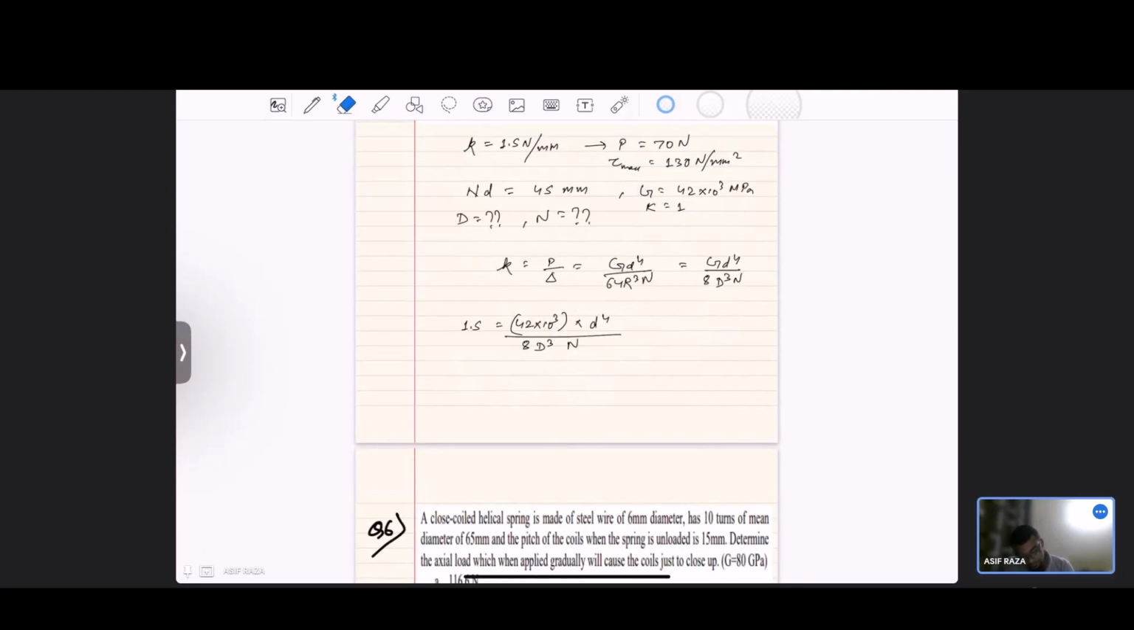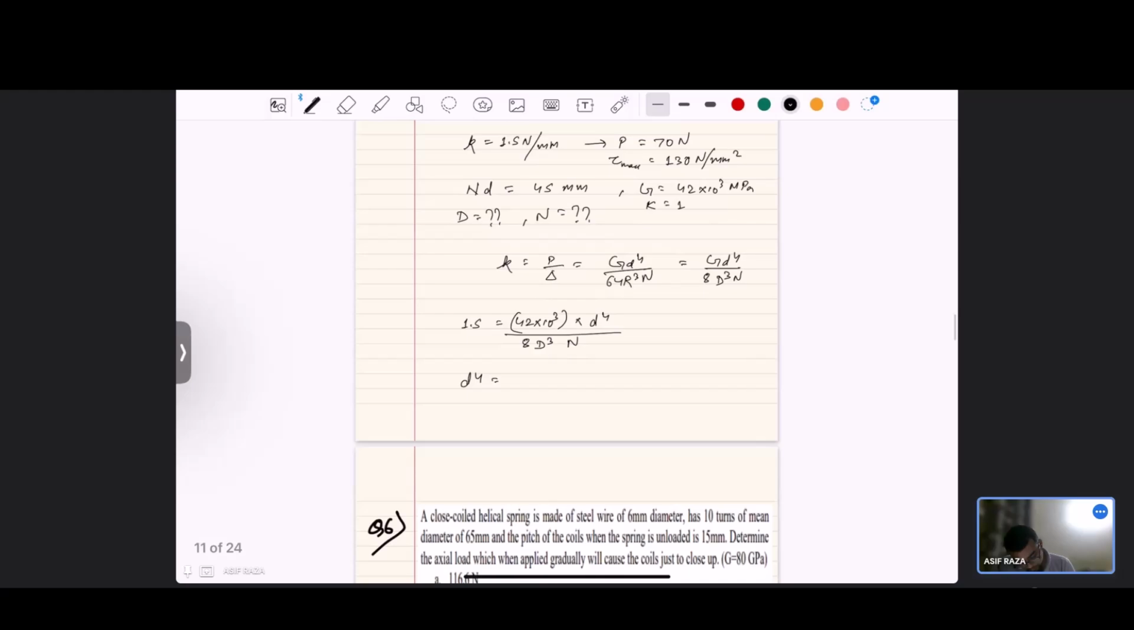Let it be as of now. So write d4 as 1.5 times 8 into 120 d cube N upon 4200, right? This is just one.